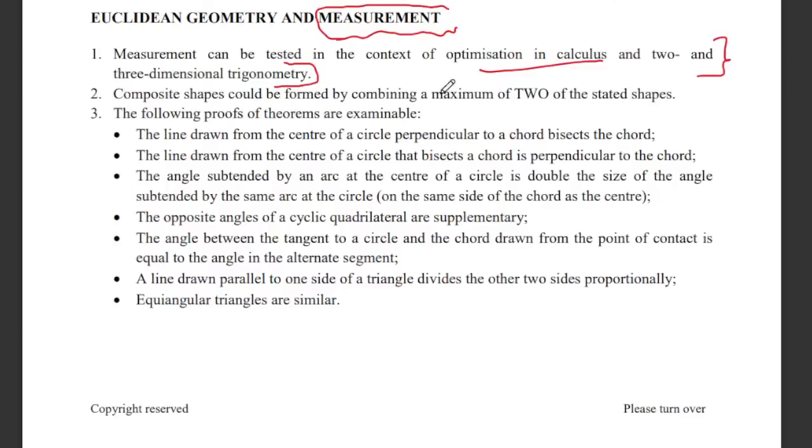Okay, composite shapes, these are basically two shapes that are combined together. They're telling us we only have a maximum of 2 shapes, we cannot have 3. We can have a cube and maybe a rectangular prism combined, okay.